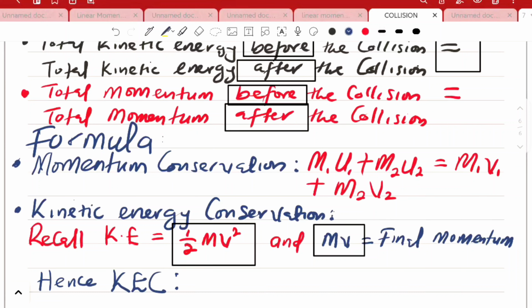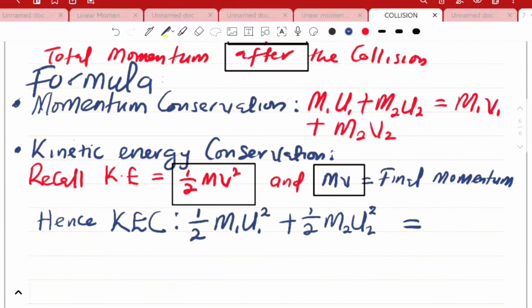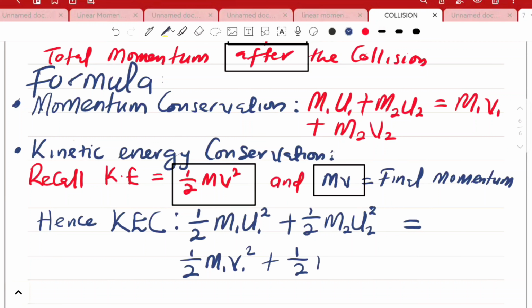Kinetic energy conservation. We have 1 over 2 m1 u1 squared, because we are dealing with energy, plus 1 over 2 m2 u2 squared will equal 1 over 2 m1 v1 squared plus 1 over 2 m2 v2 squared. I hope this is clear. Take note of this equation. It's very, very important.